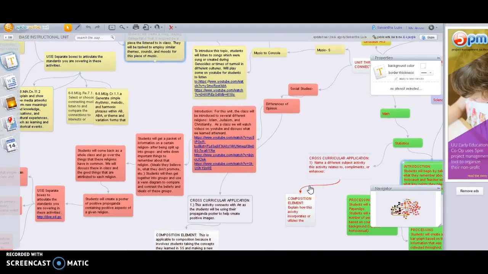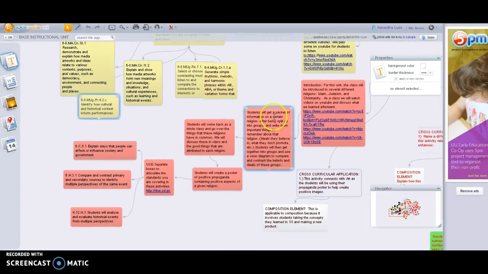For social studies, we called it Differences of Opinion. For the introduction, the class will be introduced to several different religions, like Islam, Judaism, and Christianity. They're going to watch videos on YouTube, and these are just links to those videos, an introduction to each religion and what it's about. After we watch each of those, we'll discuss what we learned about each of those religions.